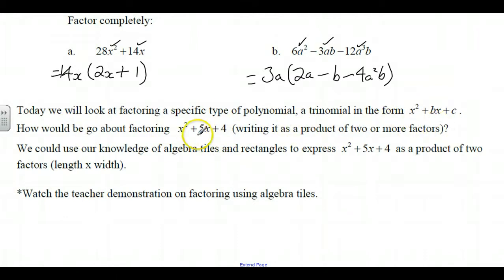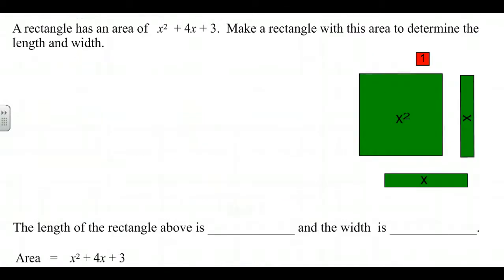We could use our knowledge of algebra tiles and rectangles to express x squared plus 5x plus 4 as a product of 2 factors, length and width. Think back to what we did with algebra tiles. This is a teacher demo, so it isn't on your worksheet. So we're going to do another one. A rectangle has an area of x squared plus 4x plus 3. Make a rectangle with this area to determine the length and the width.